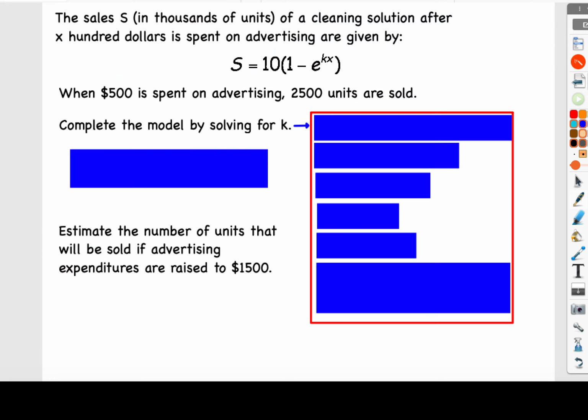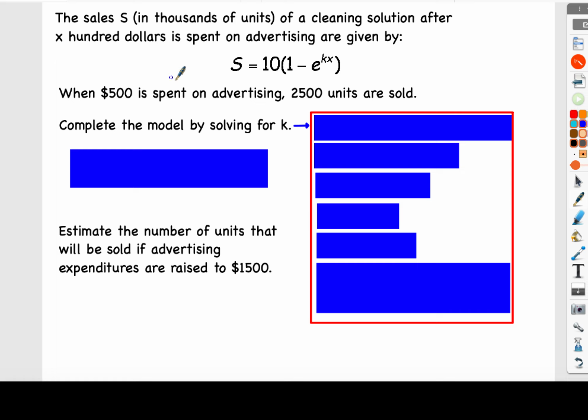Let's take a look at another model. Again, this one's not exactly a PERT formula, but you can see it in the model. You've got e to the kx here. So instead of calling it b, they just called it k. But again, we've got the sales in thousands of units for this cleaning solution. And this model is going to model sort of how that's happening.